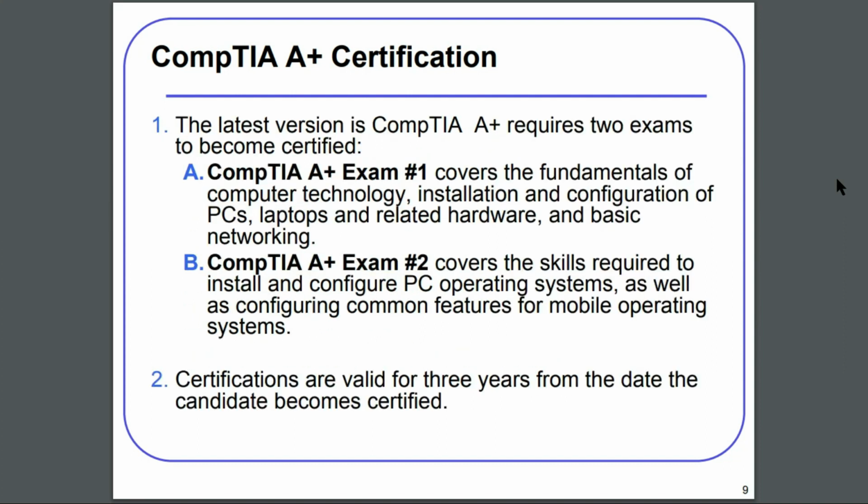So in this slide we can see the latest version: CompTIA A Plus requires 2 exams to become certified. CompTIA A Plus exam 1, that is Core 1, and CompTIA A Plus exam 2, that is Core 2. The Core 1 exam covers the fundamentals of computer technology, installation and configuration of PCs, laptops and related hardware, and basic networking. The Core 2 exam covers the skills required to install and configure PC operating systems as well as configuring common features of mobile operating systems. And these certifications are valid for 3 years from the date the candidate becomes certified.